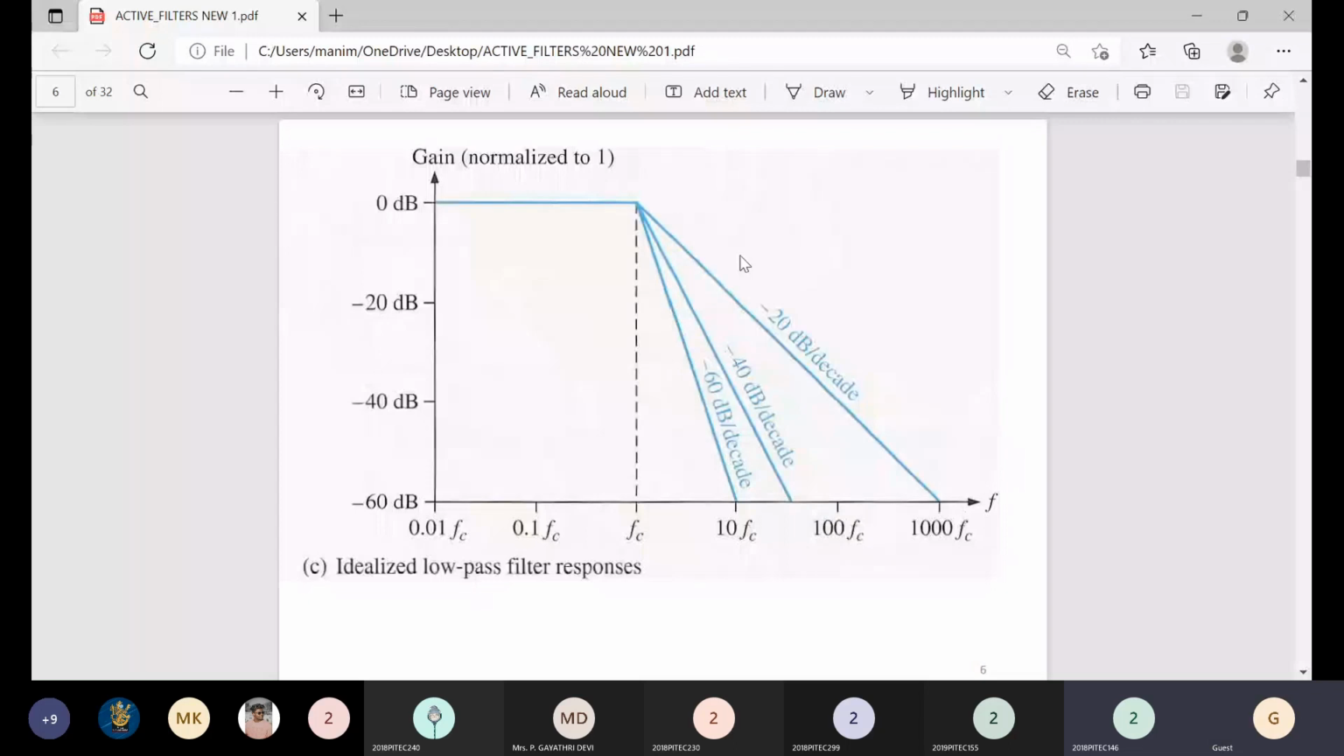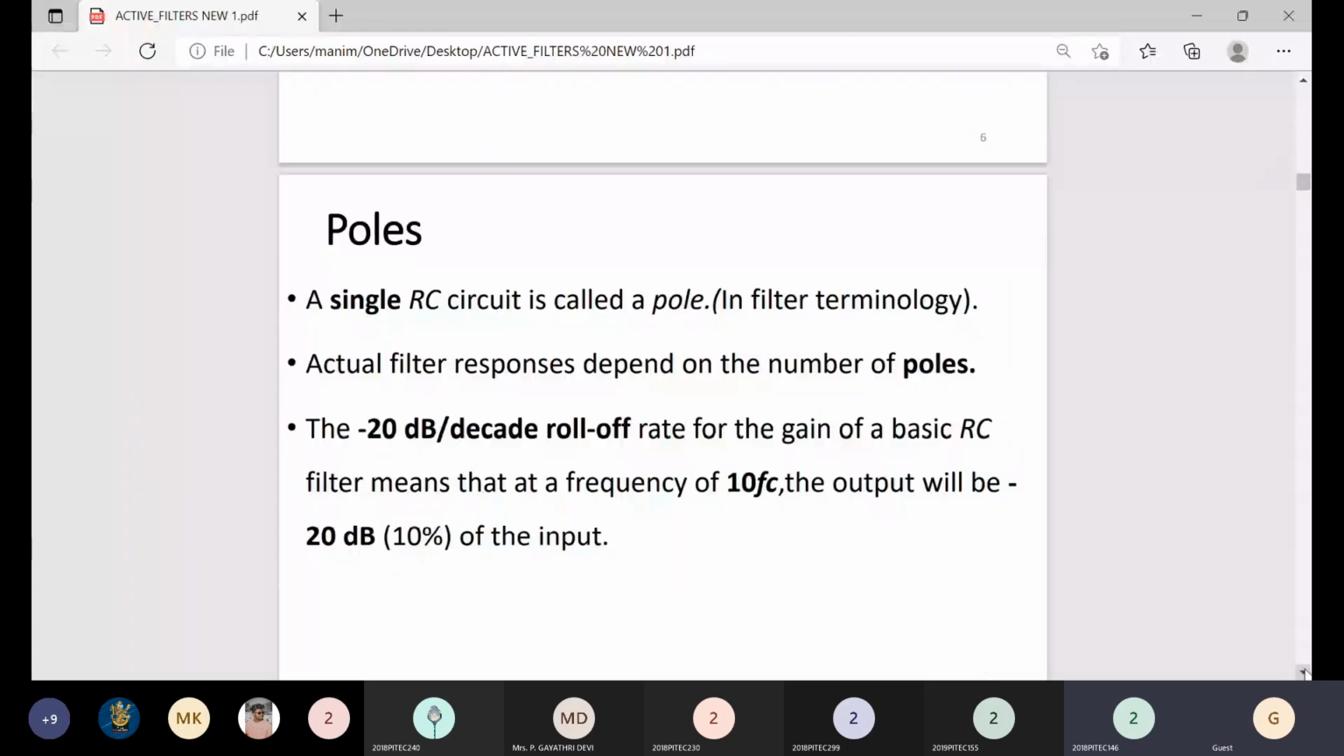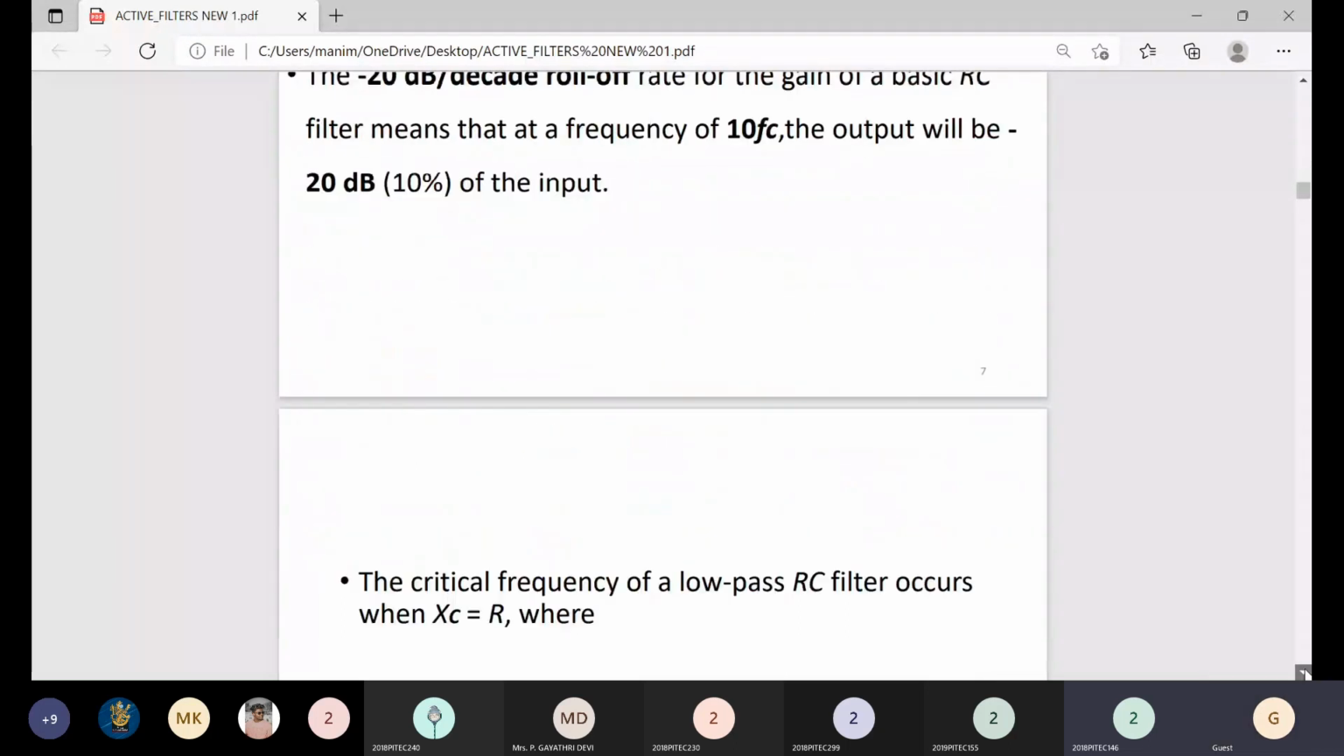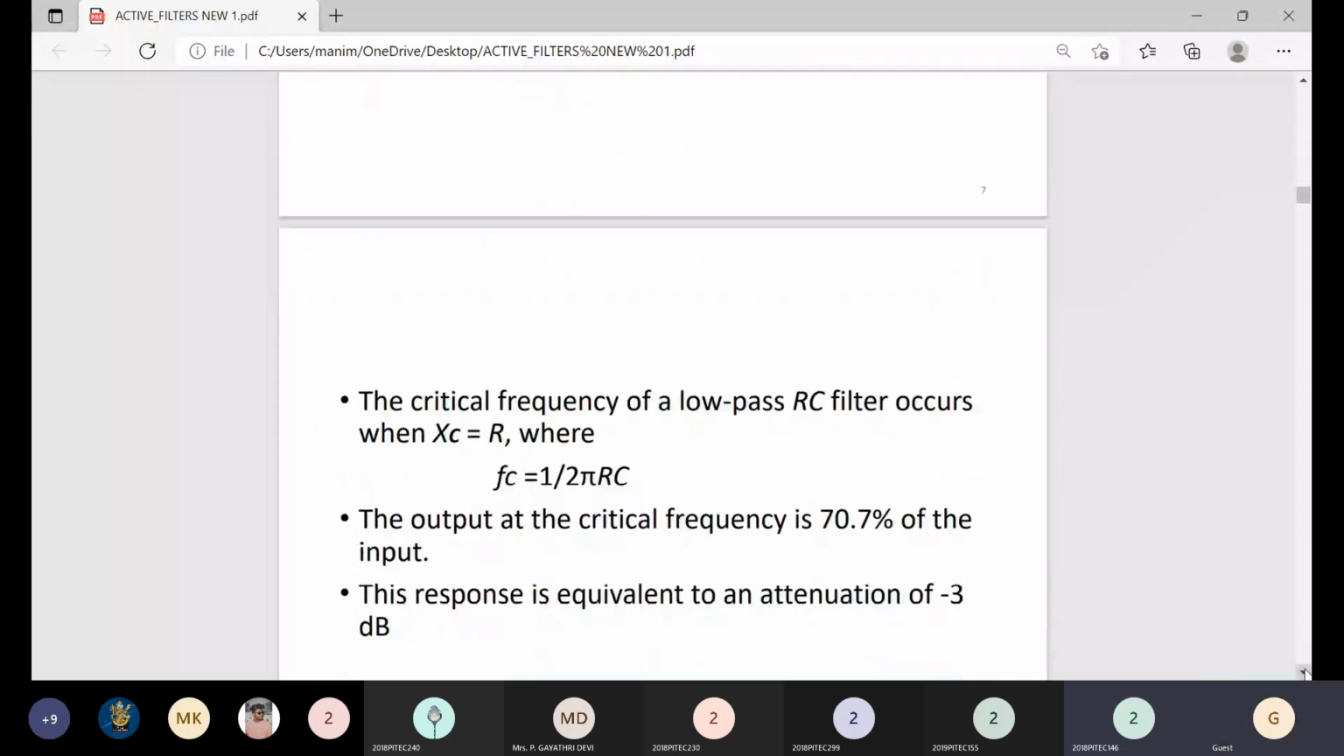So here the gain decreasing rate, I already told you, is 1 RC means 20 dB per decade, 2 RC means 40 dB per decade. Then depending upon that RC network, the gain decreasing rate will be there, right? Here, see, the low pass filter cutoff frequency, remember that it is from this RC, right?